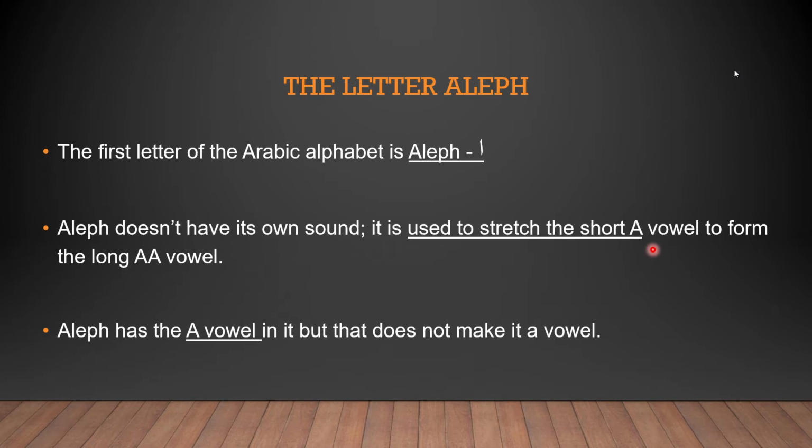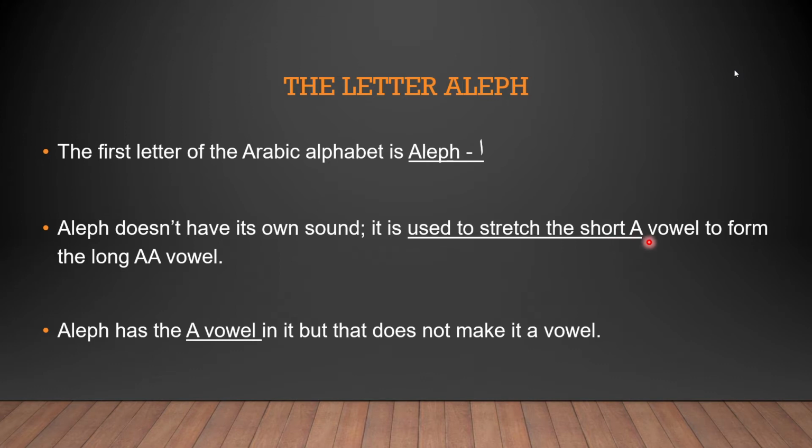Now what is the short A vowel? The short A vowel is the kind of vowel which is in Arabic, but it's not an alphabet. So the alif is not a vowel, but it has the sound of the vowel in it. Alif is the stretched version of the short A vowel. It is the long A vowel.